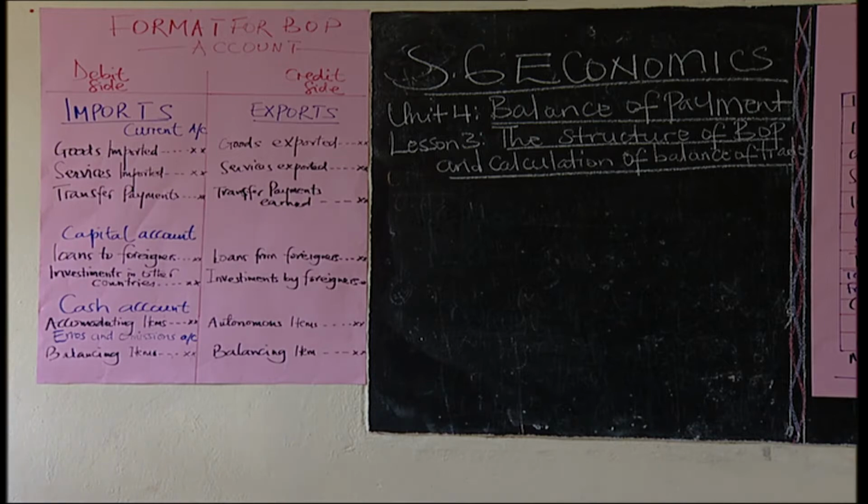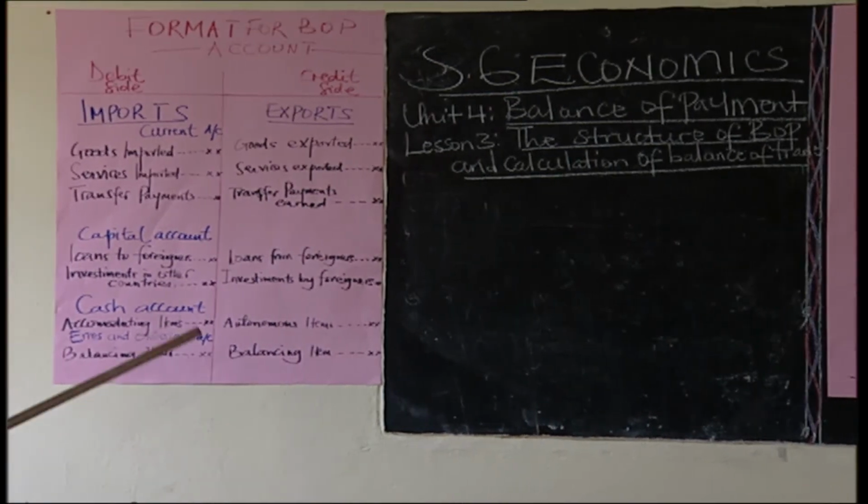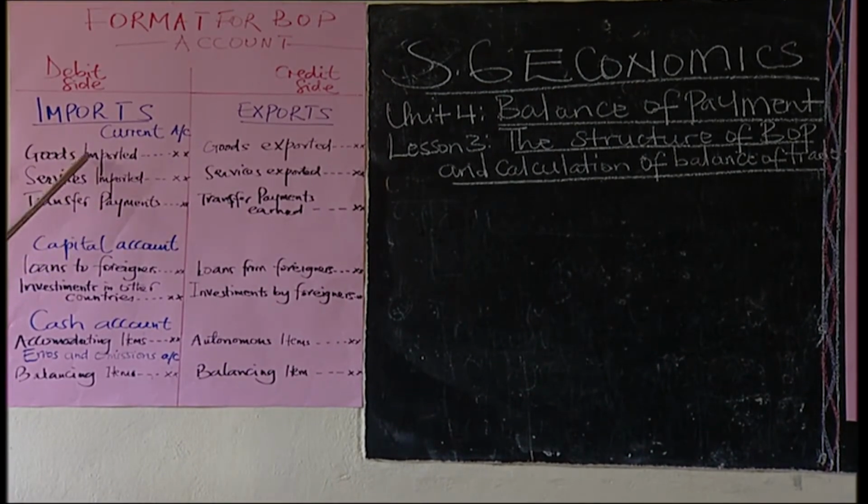Now, you remember very well, learners, when we were studying the components of a balance of payment account, we said the current account has 3 accounts. We have the visible trade account, where we record goods imported. This X represents the figures, the values. Then on exports, we record goods exported, incomes generated. Then the current account also has an invisible trade account, where we record services imported and services exported.